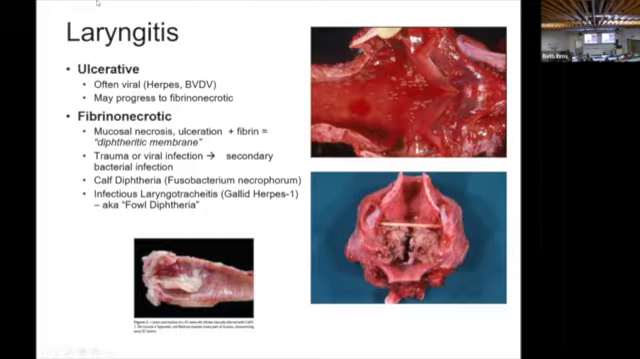So fibrinonecrotic lesions, often viral, associated with specific agents in specific species. So ILT in chickens and turkeys, aka fowl diphtheria. Calf diphtheria, right here, Fusobacterium necrophorum is the associated agent with that. So that's bacterial. So there are associations, but there are a lot of things that can cause ulcerative lesions, and if you get an ulcer, you will get fibrinonecrotic inflammation.